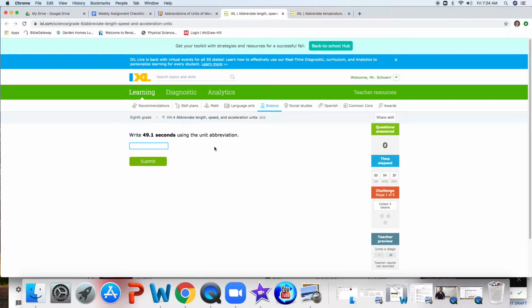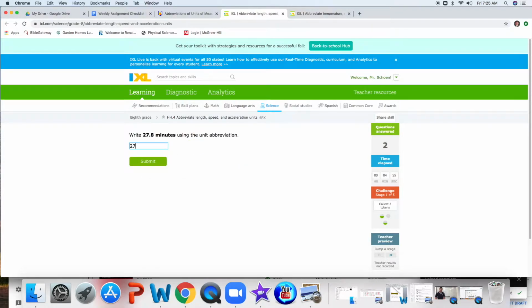Here's the activity. You're going to work through length, speed, and acceleration. 49.1 seconds, use that abbreviation, you're going to write that number, 49.1, and seconds is S. Submit, excellent. 50.4 hours, you write the number. Our abbreviation for hours is HR.